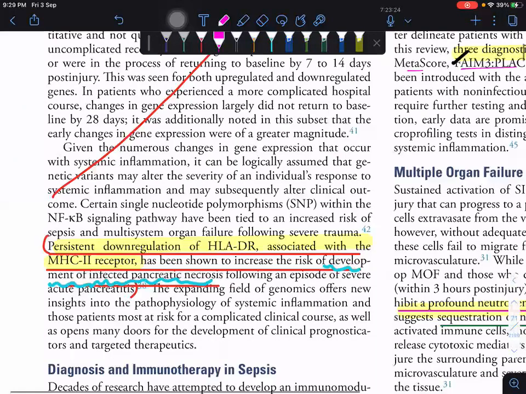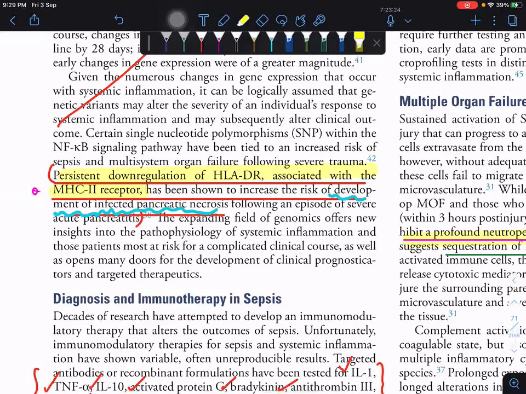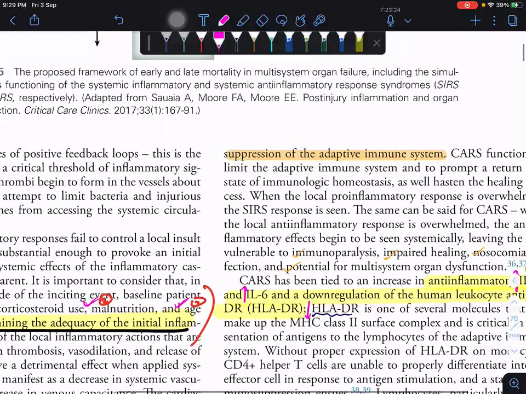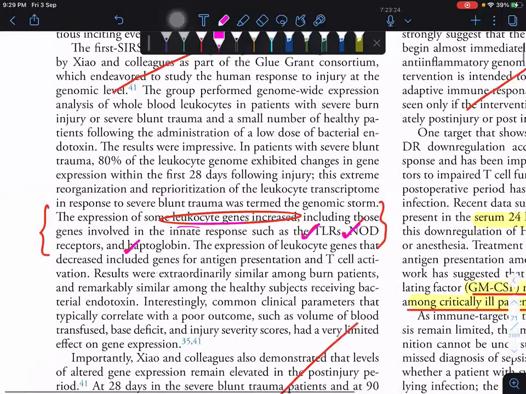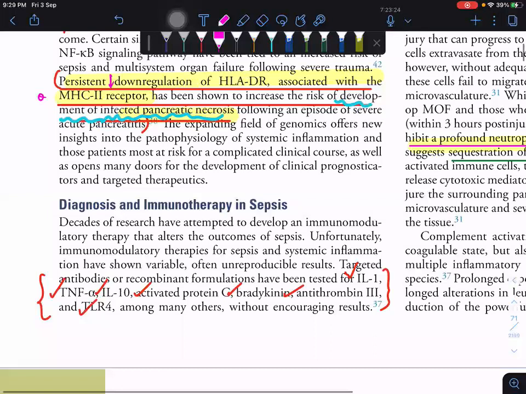Another MCQ: persistent downregulation of HLA-DR associated with the MST2 receptors has been shown to increase the risk of development of infected pancreatic necrosis. Just remember the term: infected pancreatic necrosis is related to the downregulation of HLA-DR. We already saw here that CRS is mainly involved in downregulation of HLA-DR. The same HLA-DR downregulation happens, is associated with MST2 receptor, and then it causes a high risk for infected pancreatic necrosis. And what are the immunotherapies?